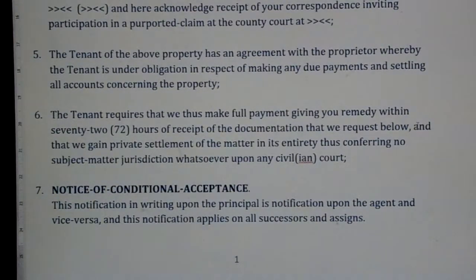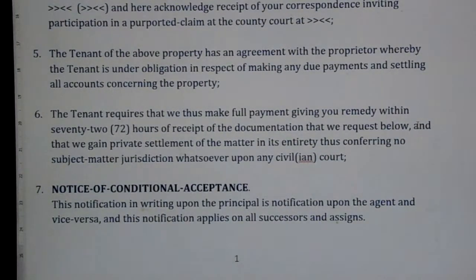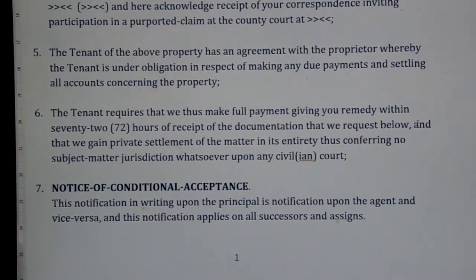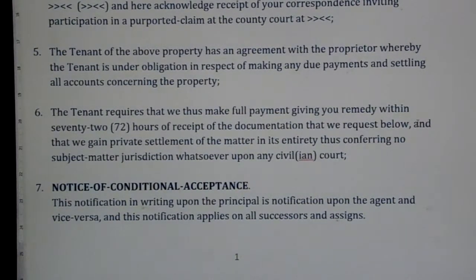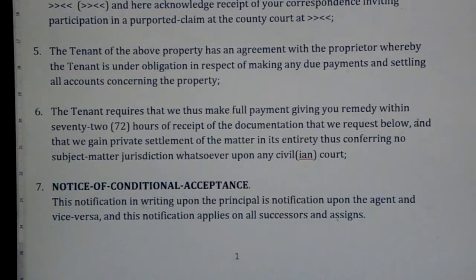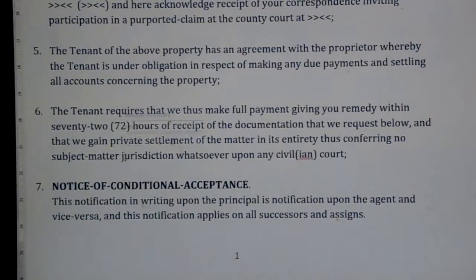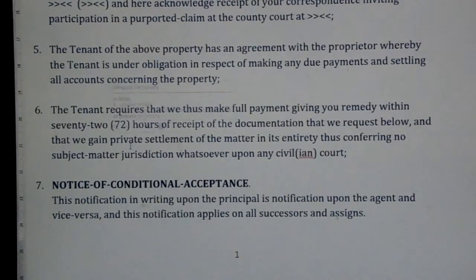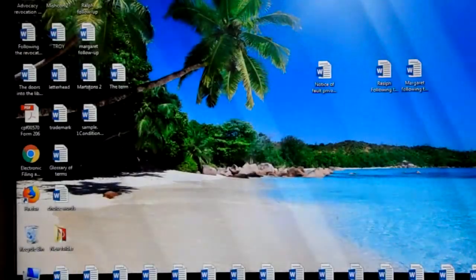And the tenant also requires that we gain private settlement of the matter in its entirety, thus conferring no subject matter jurisdiction upon any civil court whatsoever. Okay, so what the court is trying to do is to gain subject matter jurisdiction. As soon as they do that, they can rule. The trick is to serve you a paperwork using a defective service of process, and if you're dumb enough to attach to it, boom, subject matter jurisdiction is gained.